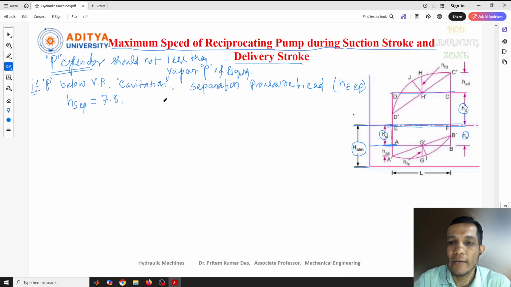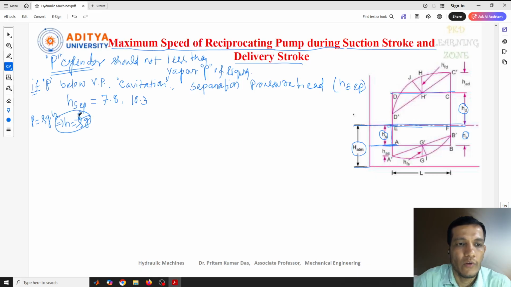Okay, so what is it saying here? The H separation value of 7.8 is below the atmospheric pressure head. The atmospheric pressure head value is 10.3, so we know how to calculate this one: P equals rho g h, and from this h we can write P by rho g. So from this value we can calculate.